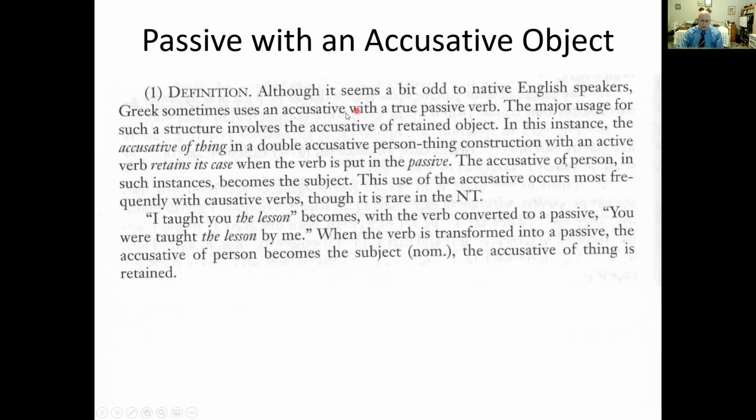But I want to point out this. It seems a bit odd to native English speakers. Greek sometimes uses an accusative with a true passive verb. The major usage for such a structure involves the accusative of retained object. In this instance, the accusative of thing in a double accusative person-thing construction with an active verb retains its case when the verb is put in the passive.